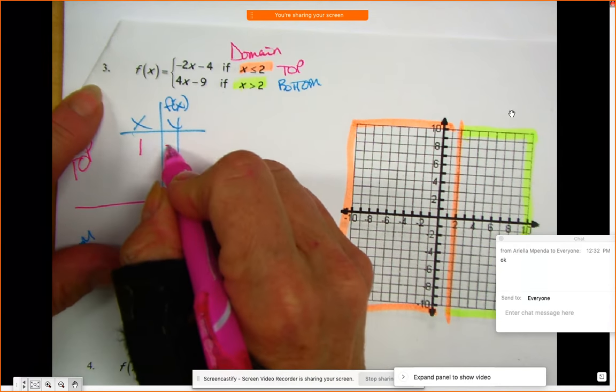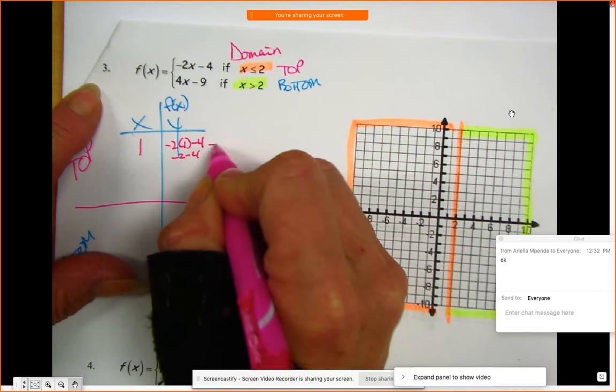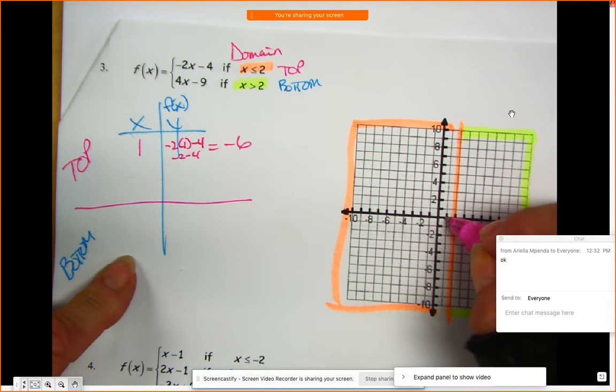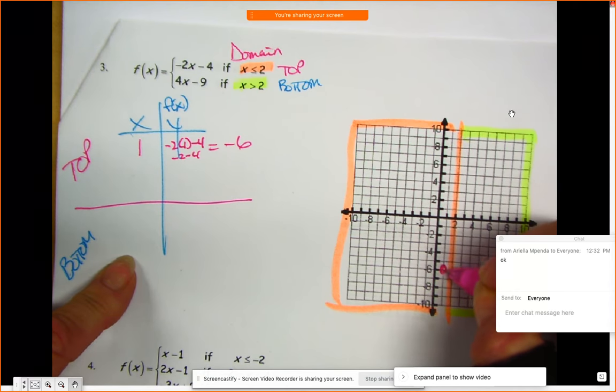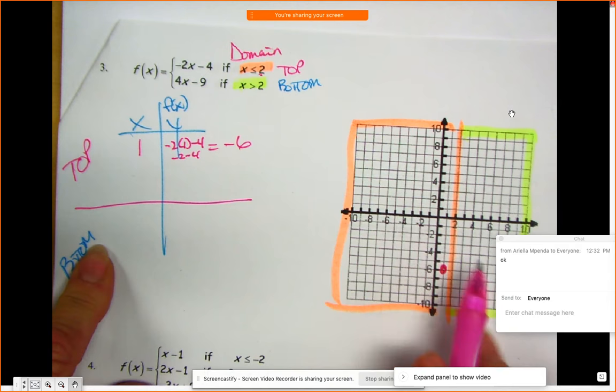I'll write it all out. -2 times 1 minus 4 is -2 minus 4. I'll get out a -6. So I get 1, -6. Got it. Now I'm also going to stick in the actual boundary line.